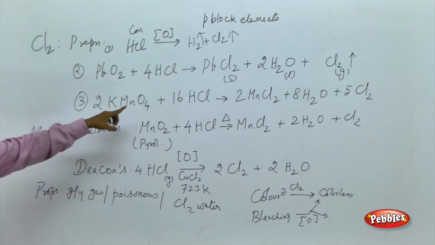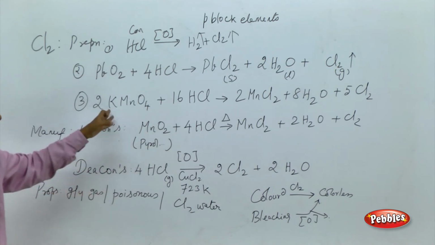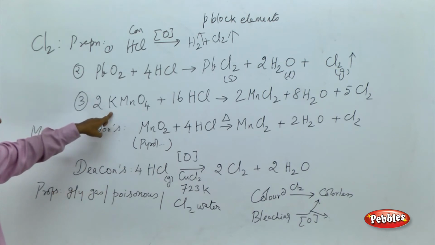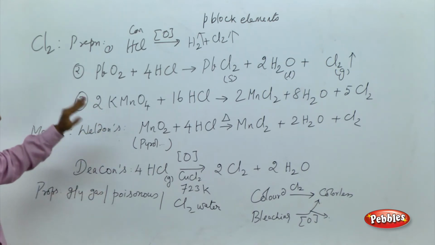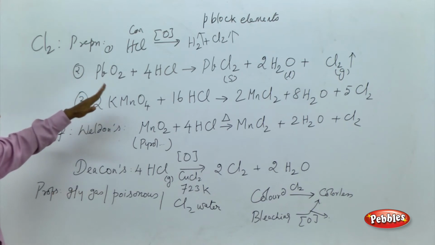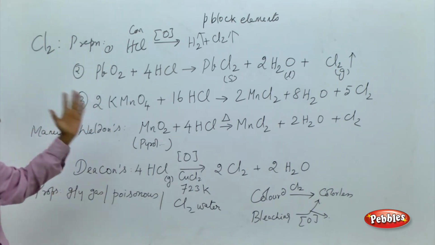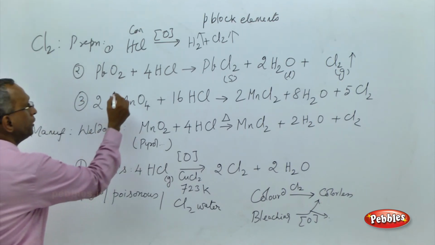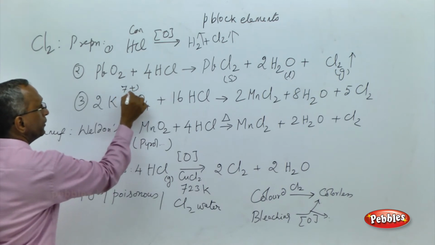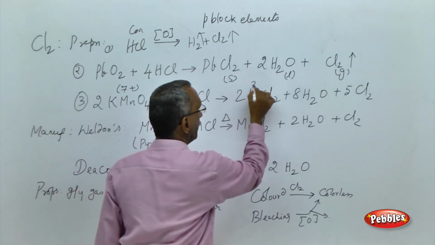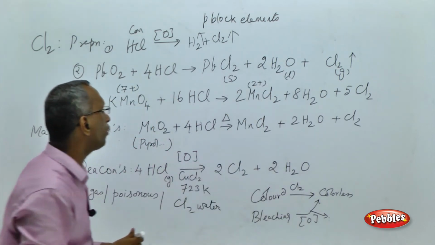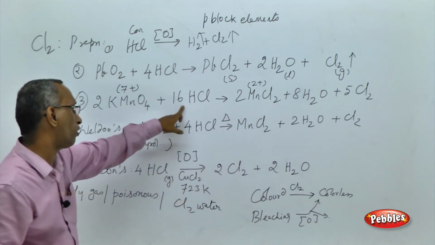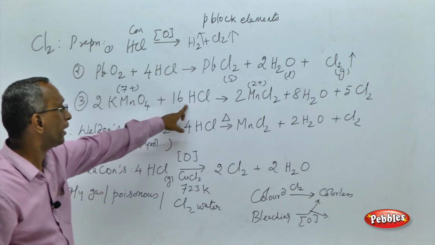Hydrochloric acid is a mineral acid, and it will attack many substances. Here it attacks lead dioxide, next it attacks potassium permanganate. Everywhere it is a redox reaction, meaning chlorine is removed from its oxidation state while the other species is getting reduced. So in KMnO4, Mn is 7 plus, and it goes to MnCl2, Mn 2 plus. So potassium permanganate is reduced to manganese chloride by the action of hydrochloric acid.